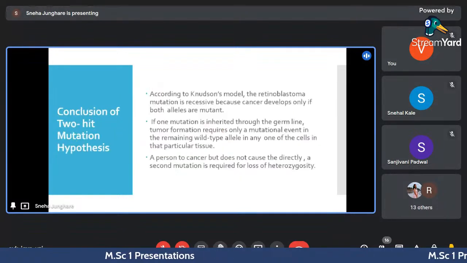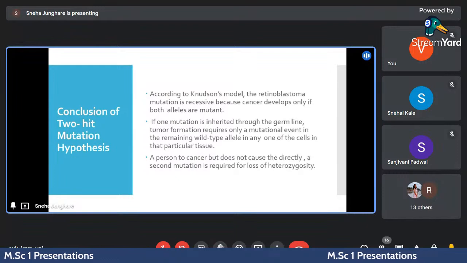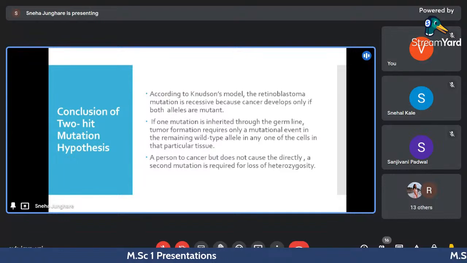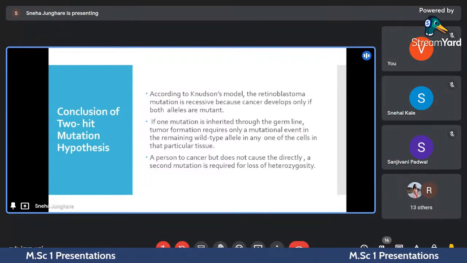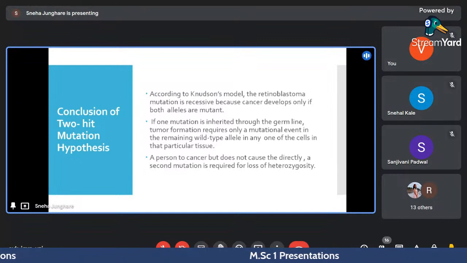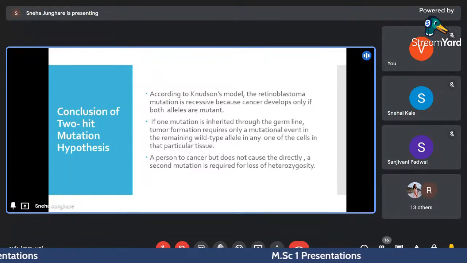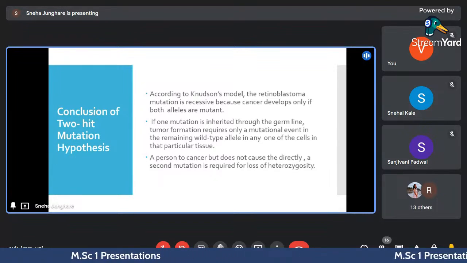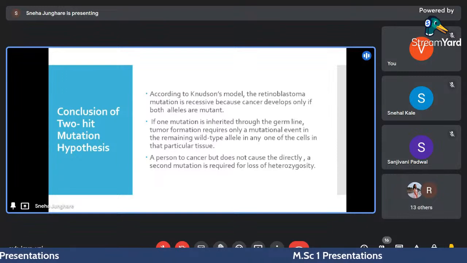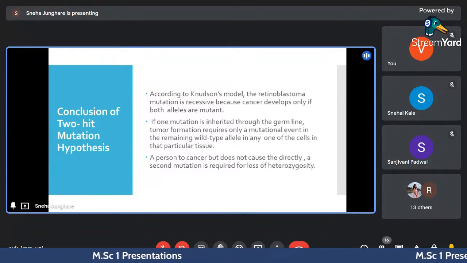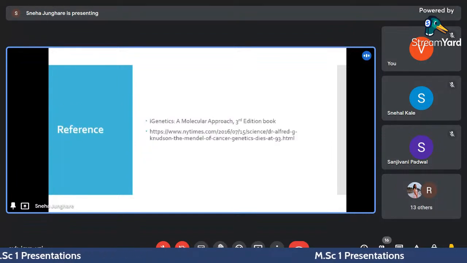So the conclusion of the two-hit mutation hypothesis: according to the Knudsen model, the retinoblastoma mutation is recessive because cancer develops only if both alleles are mutated. If one mutation is inherited through the germline, tumor formation requires only a mutational event in the remaining wild type allele in any one of the cells of that particular tissue. It predisposes a person to cancer but does not cause it directly. A second mutation is required for the loss of heterozygosity. So these are my references, and thank you.